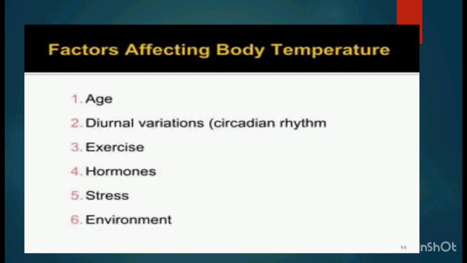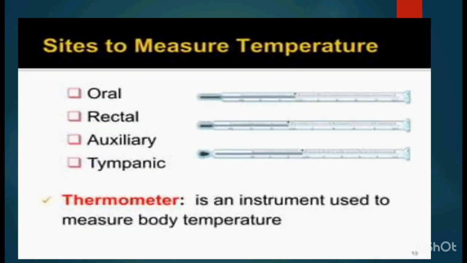Here are factors which can affect body temperature. First is age. Diurnal variations or circadian rhythm variations, exercise, hormones, stress, or environment can also affect the body temperature. Next are the sites where we can measure body temperature. First is oral, second is rectal, third is axillary, and fourth is tympanic. A thermometer is an instrument which is used to measure body temperature.